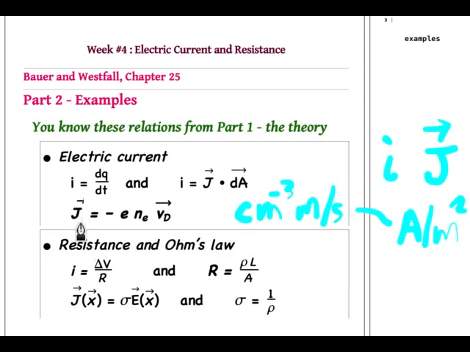And the current is defined as the direction of motion of charge. But electrons are negatively charged. So the current vector will be opposite to the drift velocity vector. All right, so that's one topic from the theory. And the other topic has to do with resistance and Ohm's law.